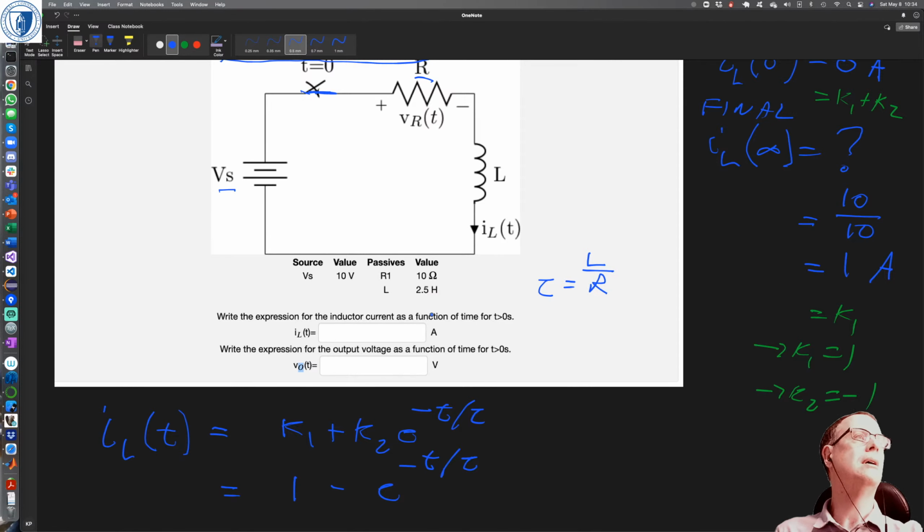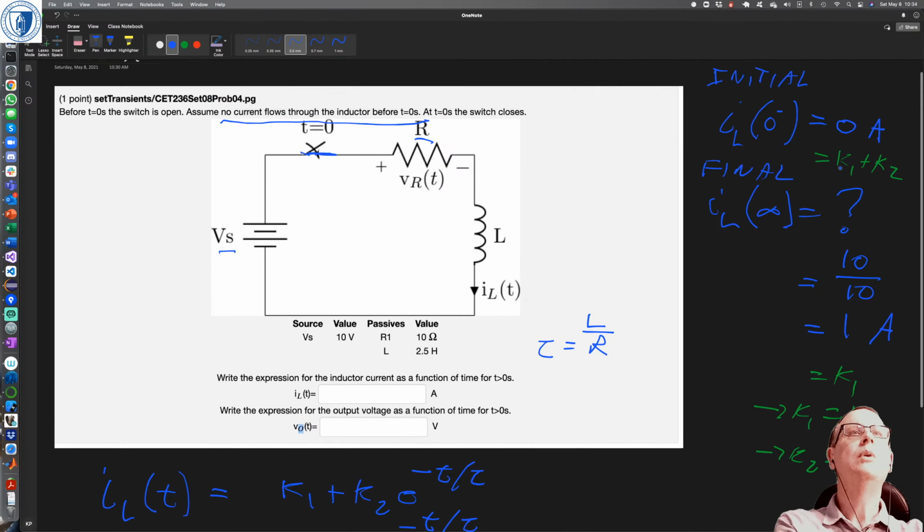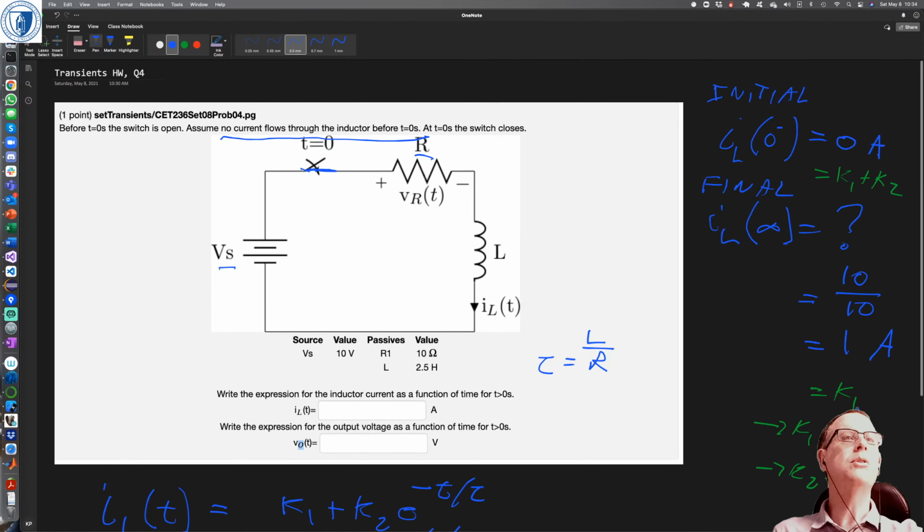Professor, why is K2 equal to minus 1? Well, we know that K1 is equal to 1. We also know that in the initial condition, when t is 0, the general form of this at time 0 is K1 plus K2 equals 0. So if K1 is 1 and K1 plus K2 is 0, that means K2 has to be the negative of K1. Okay, yeah.